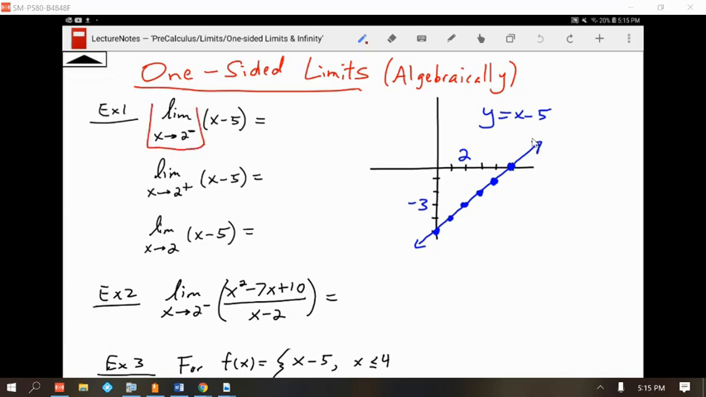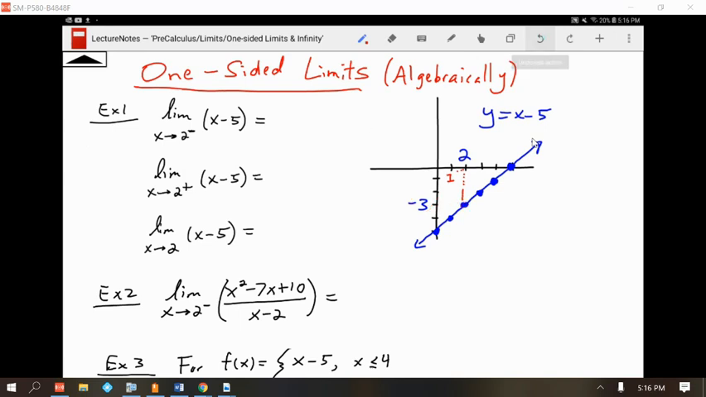That's what question 1, part A, the first part of question 1, is asking us. 2 with a little minus sign means as I approach 2 from the left side. So think of a number that's left of 2. You look over here at the graph, left of 2 would be like 1, and then 1.5, and 1.9, and 1.999. As you get closer and closer to the left side, what is the limit? What is the y value? The y value here is this number, -3.